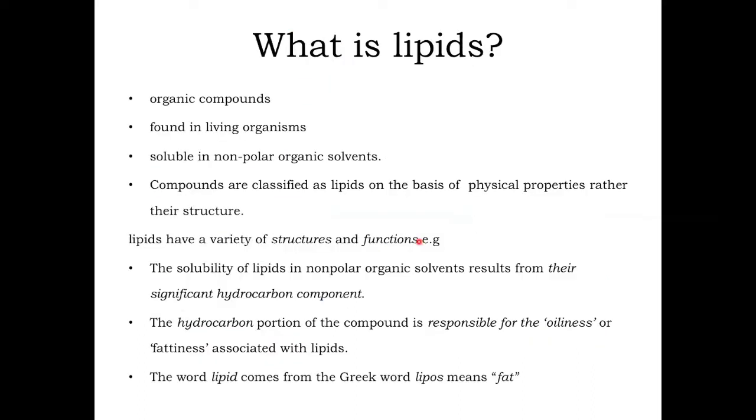So what are lipids? Basically, lipids are organic compounds found in living organisms, soluble in non-polar organic solvents, and each compound can be classified on the basis of physical property rather than structure. Lipids have a variety of structures and functions. For example, there is solubility of lipids in non-polar organic solvents only, due to the significant hydrocarbon component. The hydrocarbon portion is responsible for the oiliness or fattiness associated with lipids. The word lipid comes from the Greek word lipos, meaning fat.